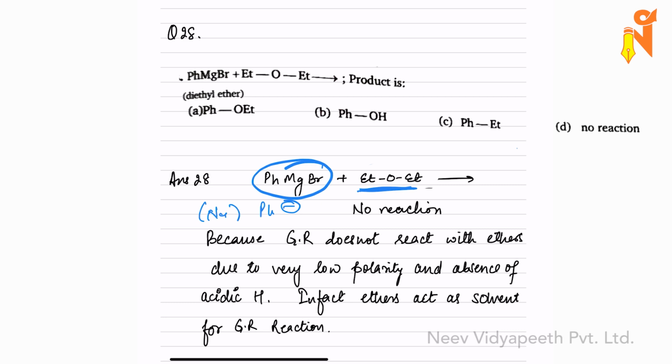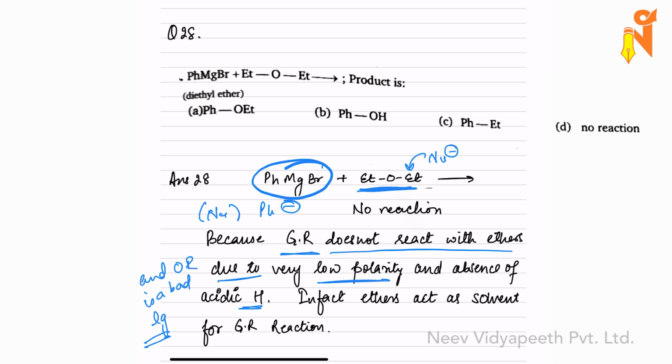Even if you don't know or don't understand this reason, you should at least know that Grignard reagent reactions generally take place in the presence of ether. Basically, ethers act as a solvent there. We can use a particular compound as a solvent only if that compound does not react with the given reactants. That is the reason why Grignard reagent will not react with ethers. As I said, due to the low polarity and the absence of acidic hydrogen, and OR being a bad leaving group, there are multiple reasons why nucleophilic attack will not happen, or even if it happens, it will not translate to any product. So there is no reaction in this case. So the answer for this question would be D.